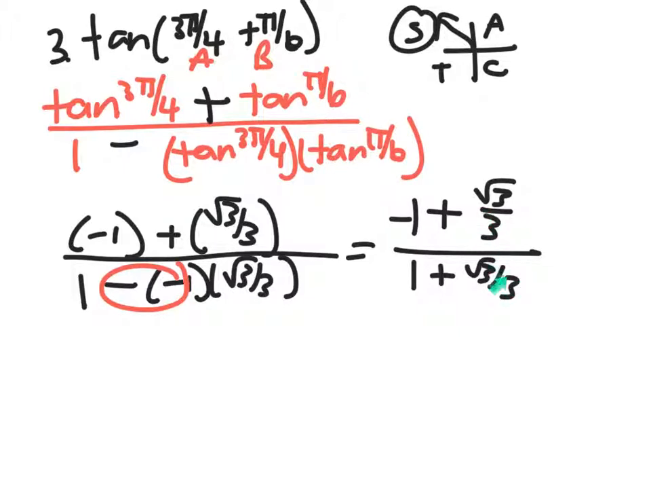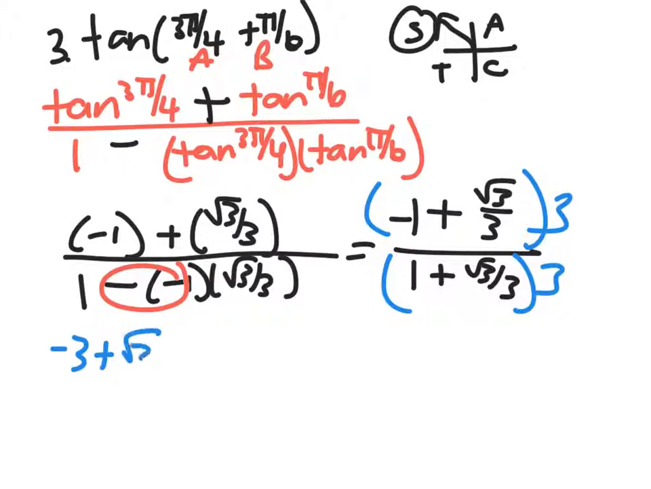These two numbers should be the same, so I'm going to multiply the numerator and the denominator by whatever number is in that denominator. So that's going to give me negative 3 plus square root of 3. The whole point is for these 3's right here to cancel out, divided by 3 plus square root of 3. Now you can't just cancel out the square root of 3's. These are two different things. So now we're going to have to rationalize.